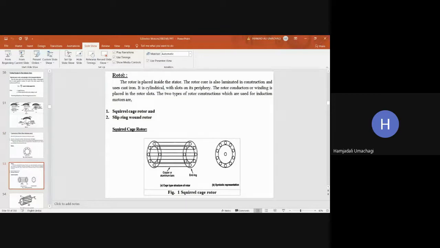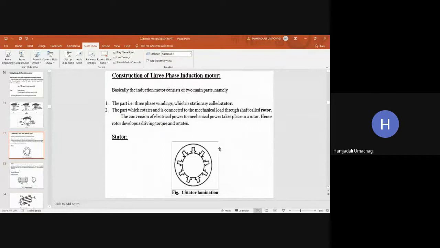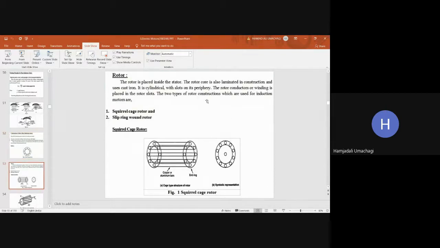And now the rotor. Again, in the rotor, there are two types for the induction motor. The rotor is placed inside the stator. The rotor core is also laminated in construction and uses cast iron. So if this is the stator, inside the stator you will have the rotor, and the rotor core is laminated just to avoid losses. It is laminated in construction and made up of cast iron.